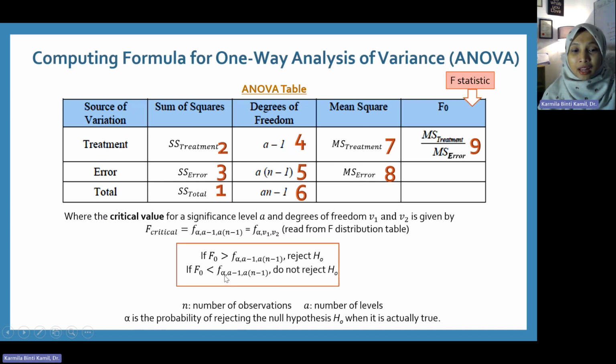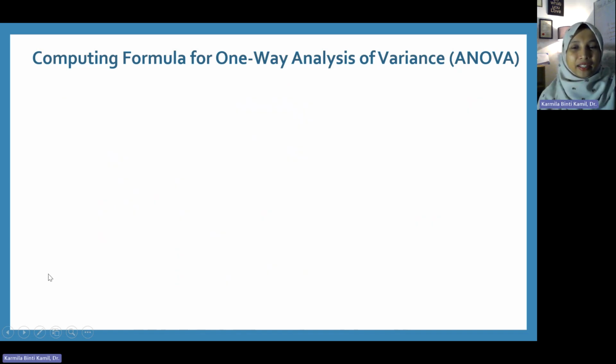Alpha here, this is alpha, not A, it's different. Alpha is the probability of rejecting the null hypothesis H naught when it is actually true. All right, we continue with the computing part of ANOVA.